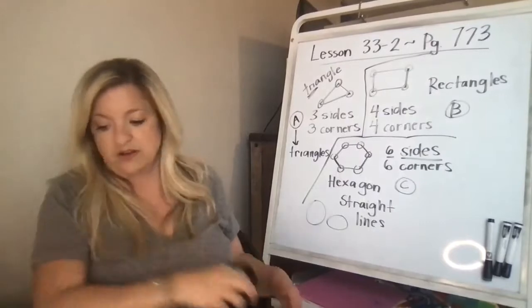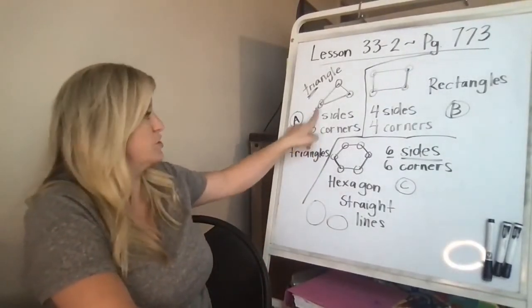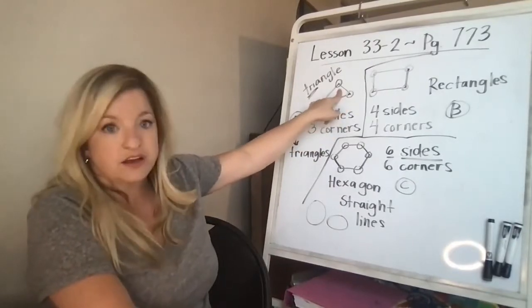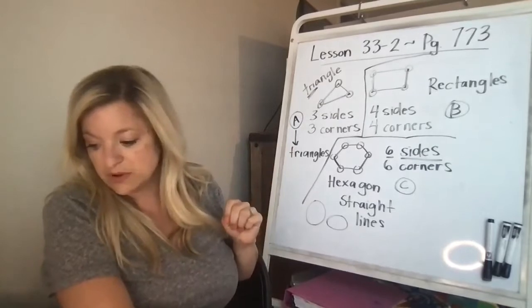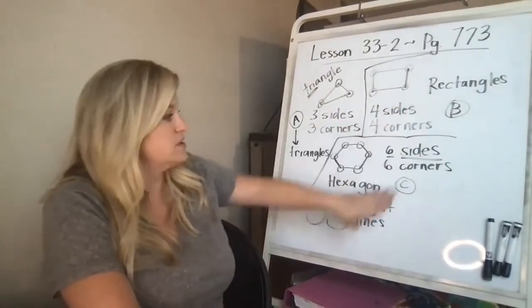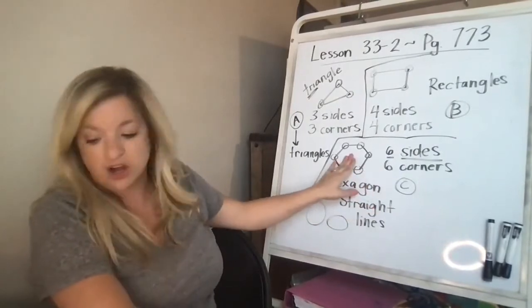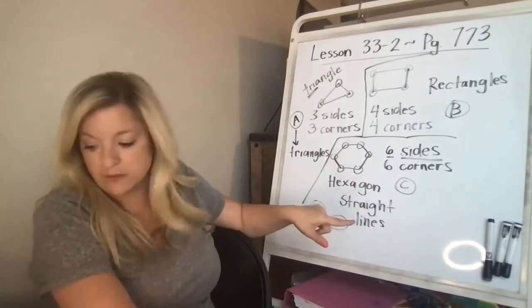So it's exactly what I did. It says triangles are 3 sides and 3 corners. Tri means 3. There's 3 angles on that shape. 4 sides and 4 corners are rectangles. 6 sides and 6 corners are hexagons. And it drew that hexagon for you.